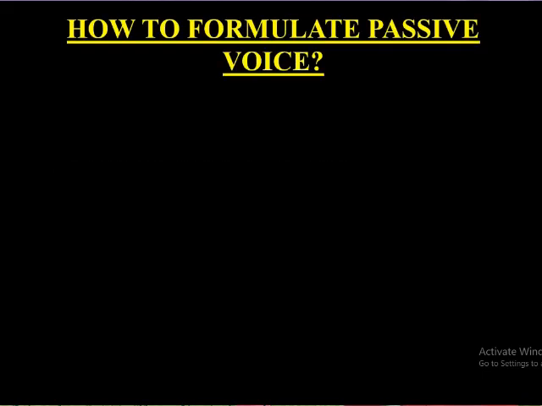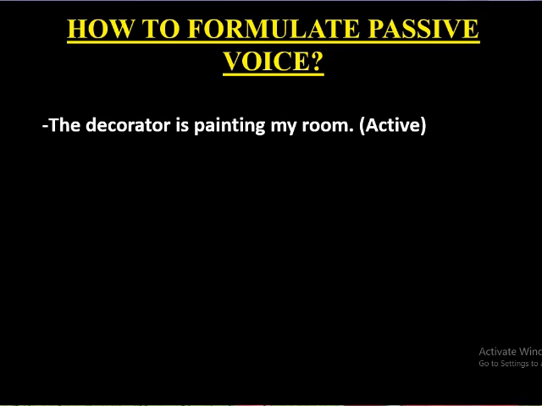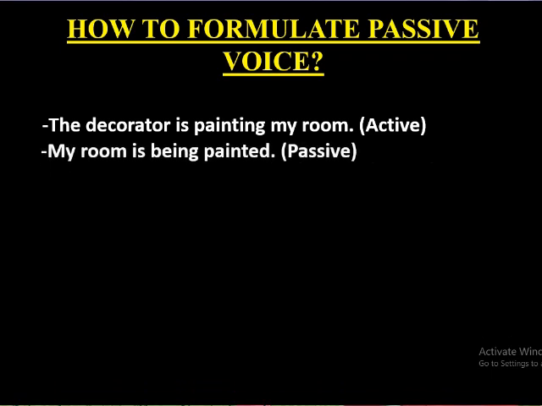Let us look at another example. The decorator is painting my room. Get rid of the subject. Put the object at the beginning of your sentence. The tense is present continuous, so conjugate the verb to be in present continuous tense, that is being, and the main verb change into past participle. So the passive voice will be my room is being painted.